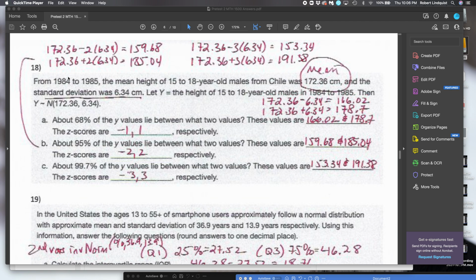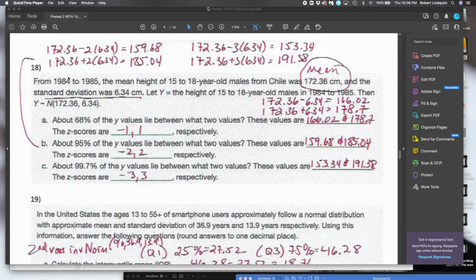It says from 1984 to 1985, the mean height is 172.36 and the standard deviation is 6.34. So what we're looking for here is 68% of the scores. That's one standard deviation below and above. Now keep in mind, z-scores are standard deviations. So when you're going one below and one above, the z-scores are going to be -1 and +1.